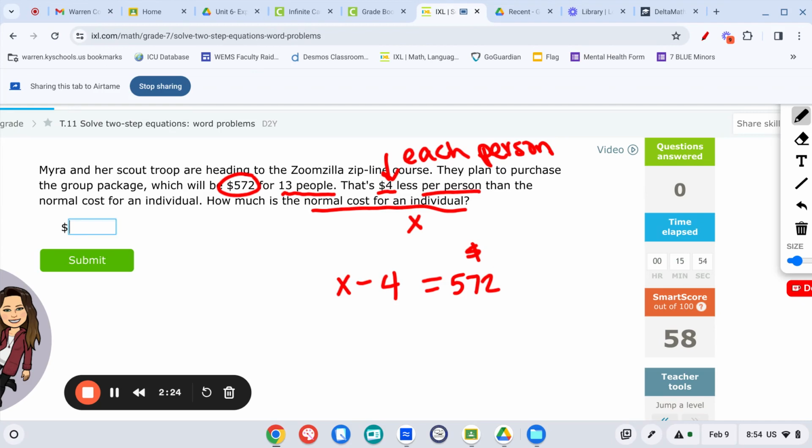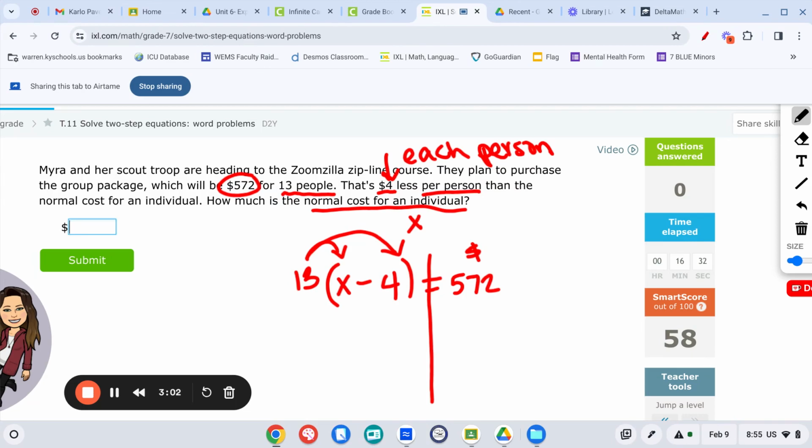Now, the reasoning here is understanding that $4 is being subtracted for each person. So the 13 has to be multiplied by the cost and the minus 4, and that's what creates the parentheses. Because if it wasn't parentheses, it would say, and they get a $4 discount, not $4 per person or each person. So once you have your equation set up, then you are going to multiply.